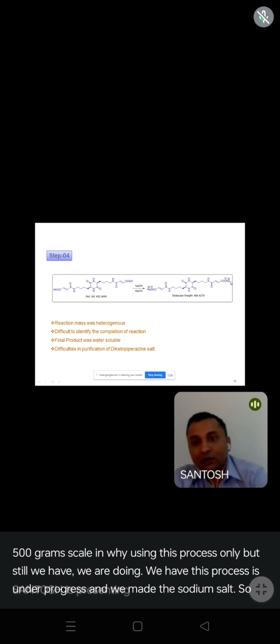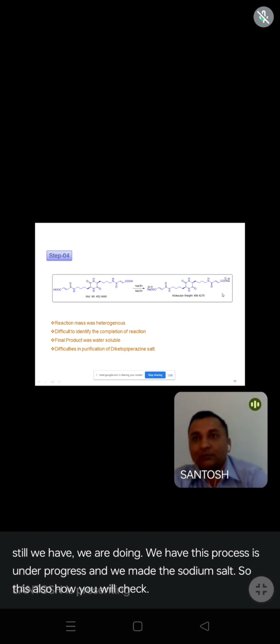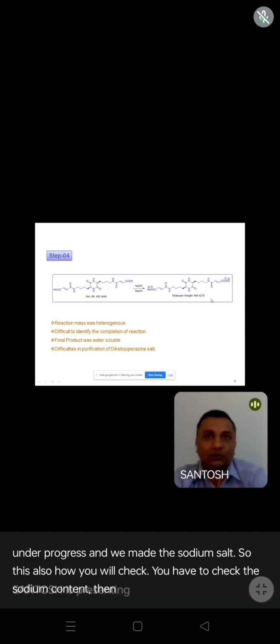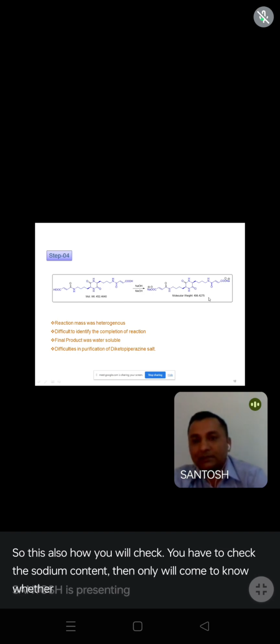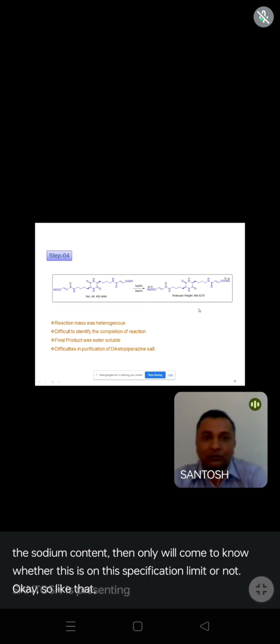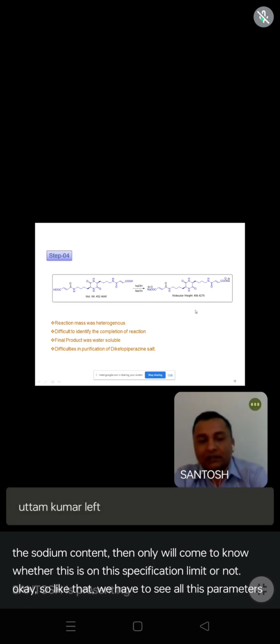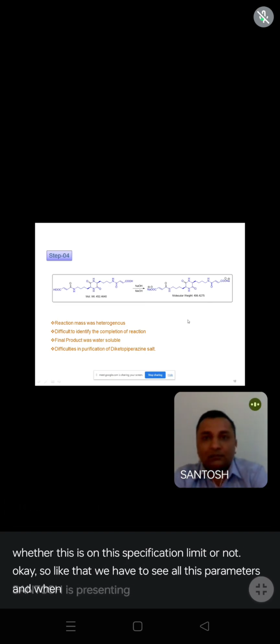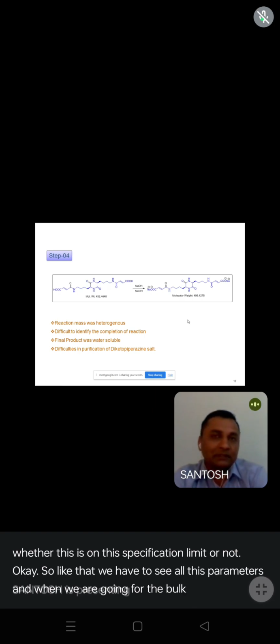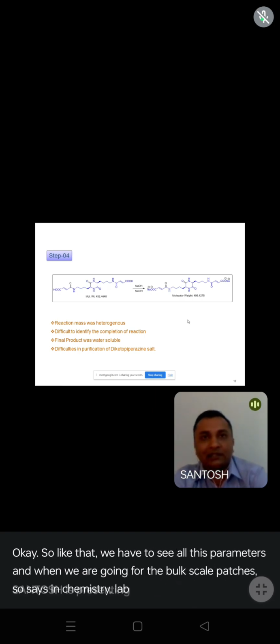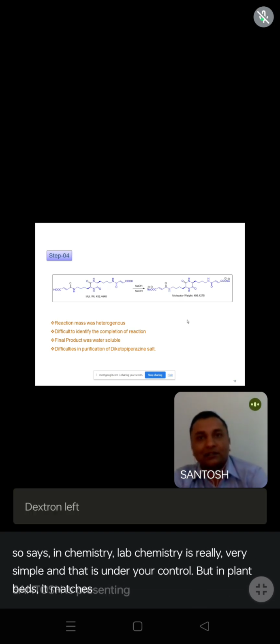So how will you check this? You have to check the sodium content. Then only we will come to know whether this is under specification limit or not. So like that, we have to see all these parameters when we are going for the bulk scale batches. Lab chemistry is really very simple, and that is under your control. But in plant batches, that is not under your control.